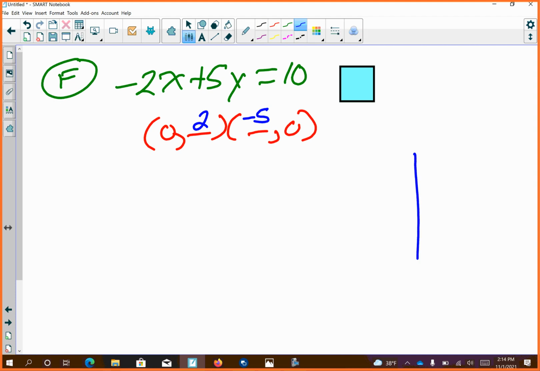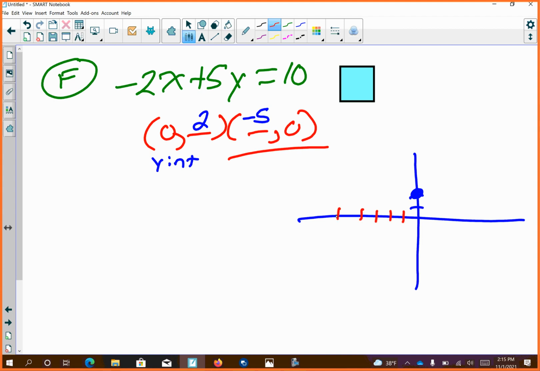All right, so let's kind of just make ourselves a little graph. 0, 2 is right here. What is that point? What axis is it crossing? So that's the y-intercept. Okay? If I graph this one, I'm going to get negative 5, 0, which is right here. So that's negative 5.